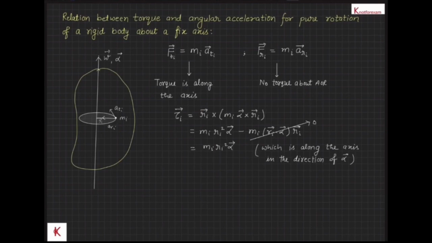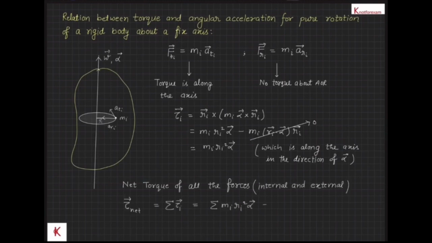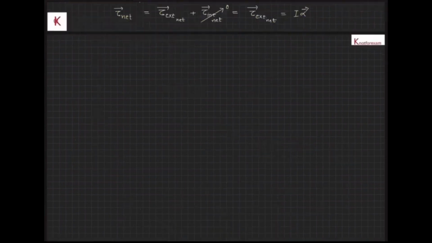Therefore the net torque of all the forces on the rigid body will be equal to sigma of τi vector, that will be equal to sigma mi ri² times α vector. Since α vector is constant for each particle, that will be equal to I times α vector. Also net torque will be equal to net external torque plus net internal torque, and net internal torque will be equal to 0. Therefore net torque will be equal to net external torque, that will be equal to I α vector for rotation of a rigid body about a fixed axis.